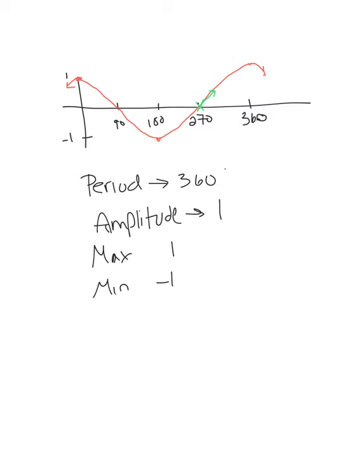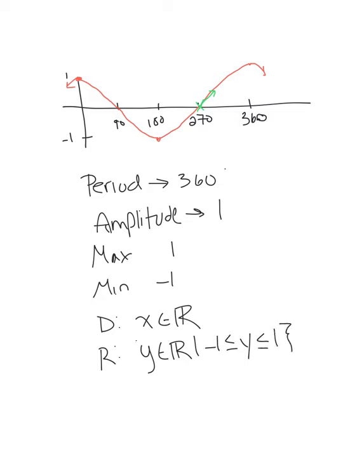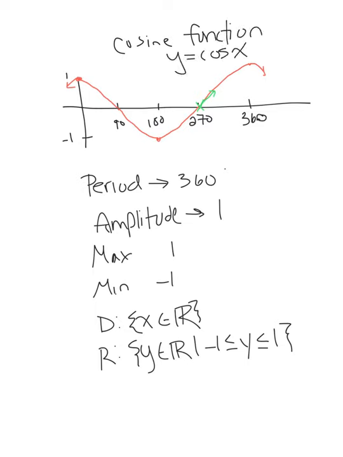And finally, I'll talk about your domain, still x ∈ R, and the range is y ∈ R, such that y is between -1 and 1. And just because I haven't said it yet, and I think you should add this to your notes, you can add in somewhere that this is the cosine function. And if you wanted to write it out, it would be y equals cos x.